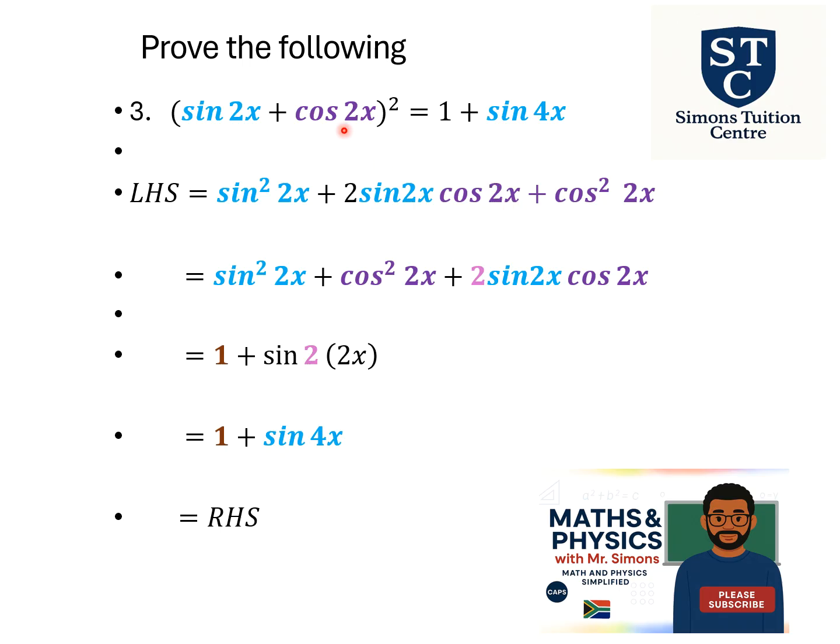And cos 2x times cos 2x gives me cos squared 2x. Now again, sine squared plus cos squared, they have grouped them together, that must become 1. Then there is 2 sine 2x cos 2x, so that is the expanded double angle for sine. If I reduce it, it becomes sine of 2 times 2x. So 2 times 2x gives me 4x. And that then becomes 1 plus sine 4x, which then equals my right hand side.